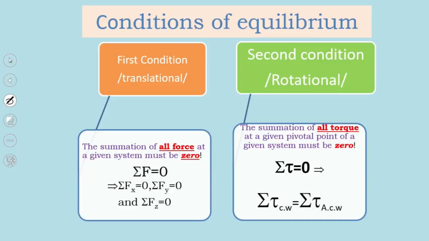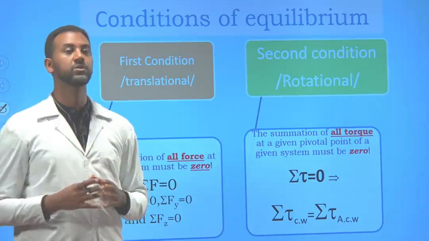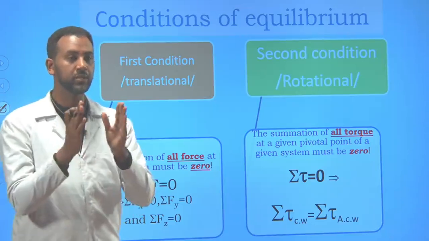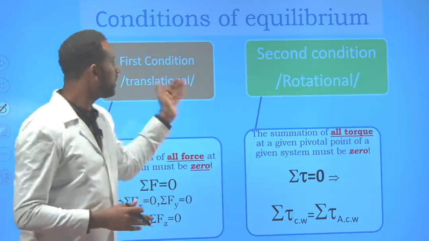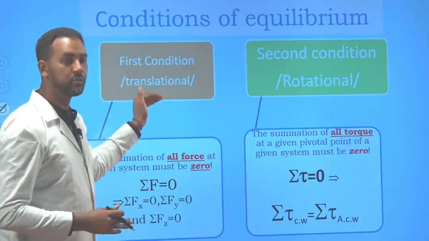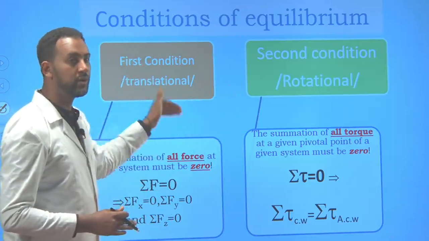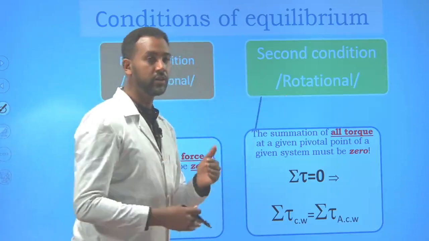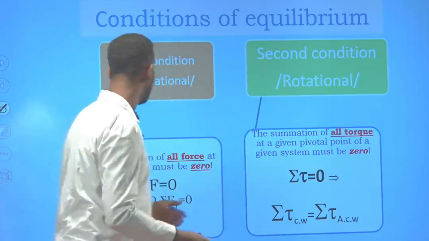And the very basic concept here is the conditions of equilibrium on those objects. For stationary bodies, either particle systems or rigid body systems, what are the conditions for those objects to be in a state of equilibrium? Well, we have two conditions of equilibrium. The first condition is known as the translational or linear condition. The other condition is known as the rotational or angular condition.